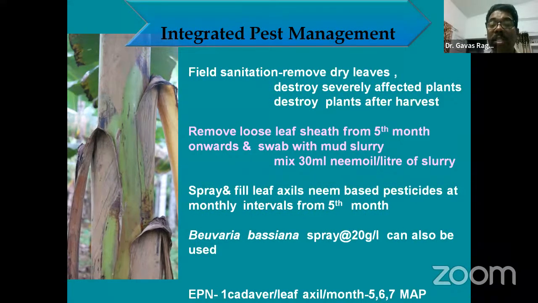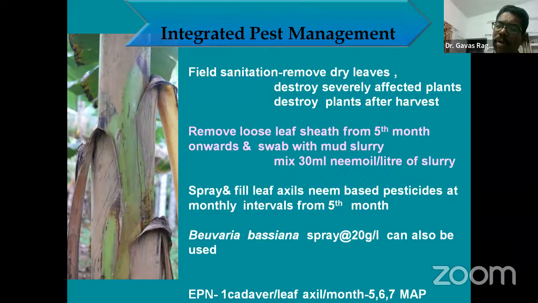And we also recommend the farmers to soak the pseudostem with the mud slurry, which is mixed with the neem oil at the rate of 30 ml per liter of slurry. And this is an important work because many of the farmers in South India practice organic cultivation. So there they use this mud slurry mixed with neem oil for managing pseudostem weevil.